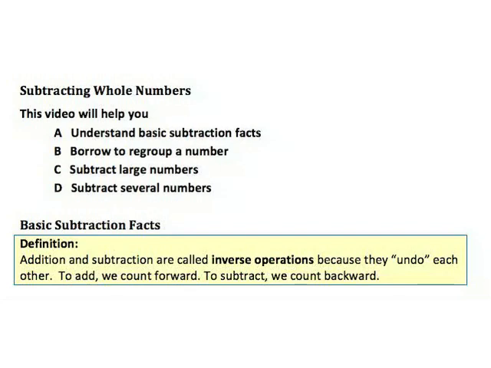Let's start with a definition. Addition and subtraction are called inverse operations because they undo each other. To add, we count forward. To subtract, we count backwards.